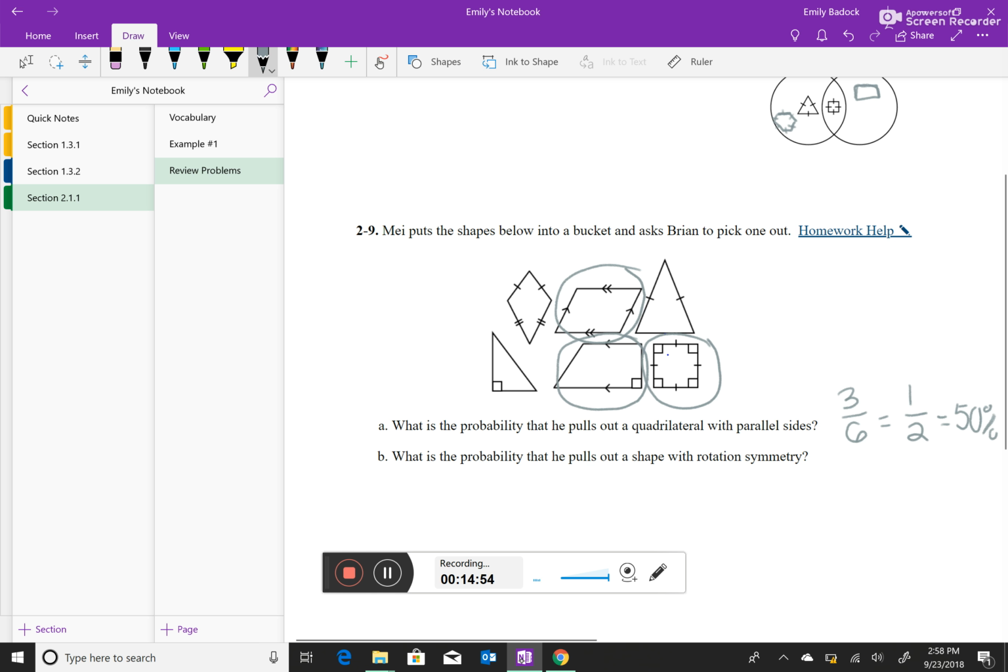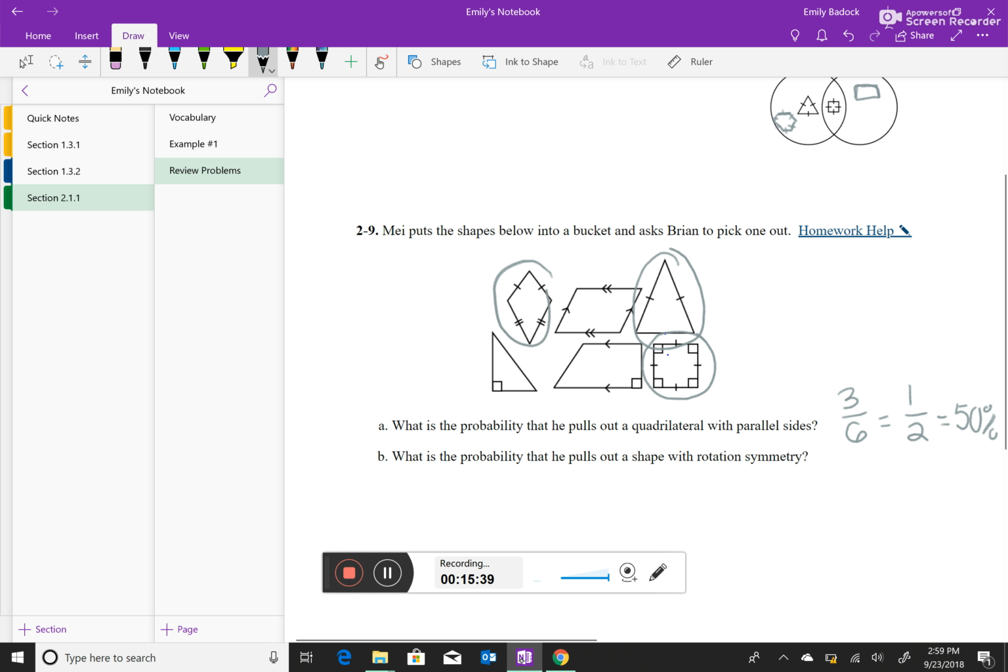All right, what is the probability that it pulls out a shape with rotation symmetry? All right, so since it doesn't tell me what type of rotation symmetry, I can assume it's almost anything except for 360 because every single shape has rotation symmetry. So let me just erase that here. We know that the square has rotation symmetry. We could rotate that 90, 180, 270, 360. We know that this triangle has rotation symmetry. All you have to do is take 360 divided by 3, and that's how long it's going to take to get back there.